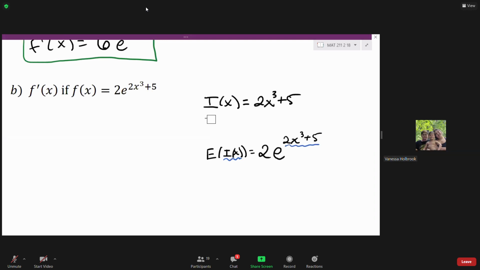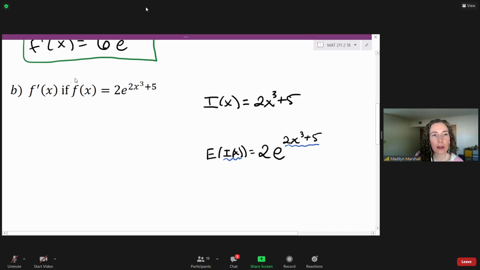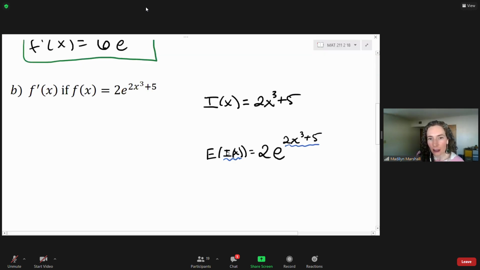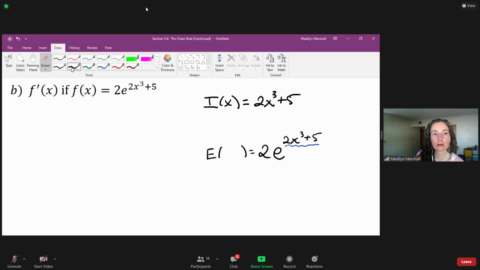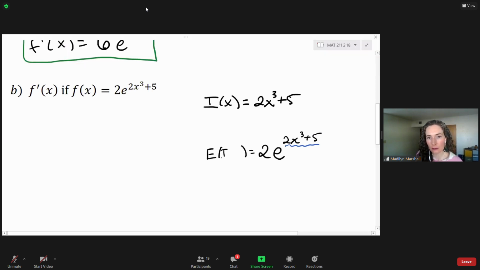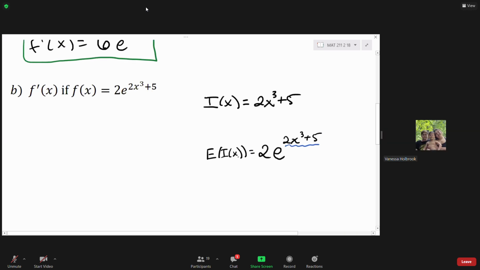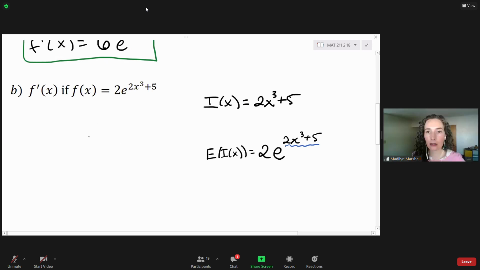Is that an a next to your e? Oh, that's an x. It does look like an a, doesn't it? Okay. So that whole 2x cubed plus 5 is the I of x, is the interior part.